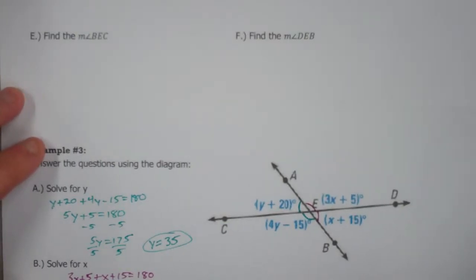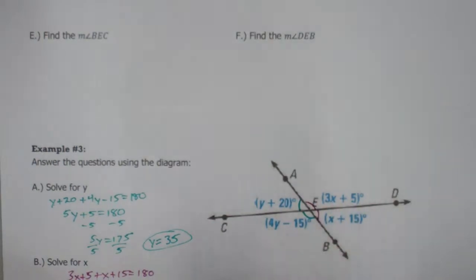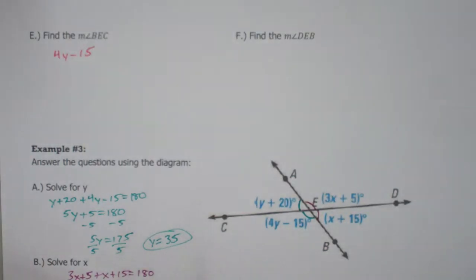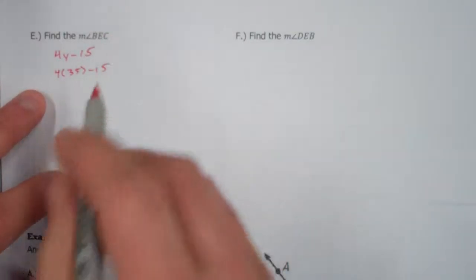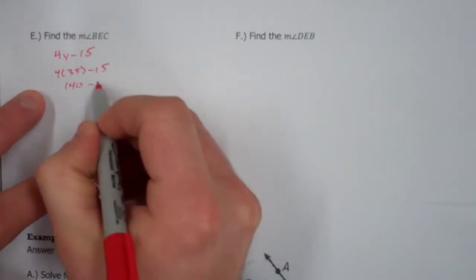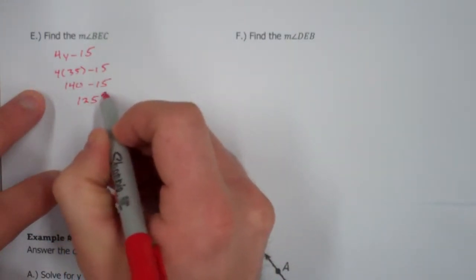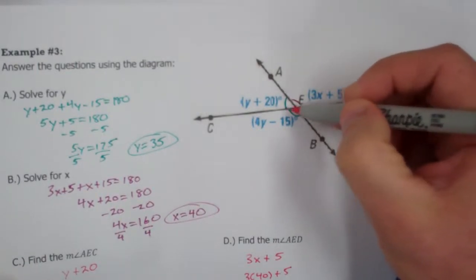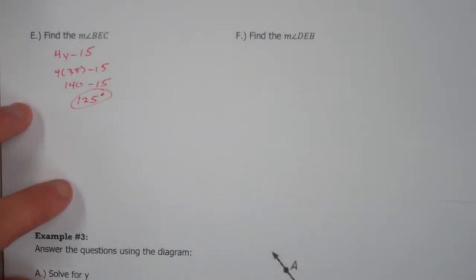So in the diagram we want to find BEC, and BEC is this angle, so it's 4y minus 15. Remember, y is 35, so we're just going to substitute that in. 4 times 35 is 140, and 140 minus 15 is 125 degrees. That's the same thing we figured out for the measure of AED, and we know that AED and BEC are vertical angles, and so they must have the same measure, and so this actually is making good sense.